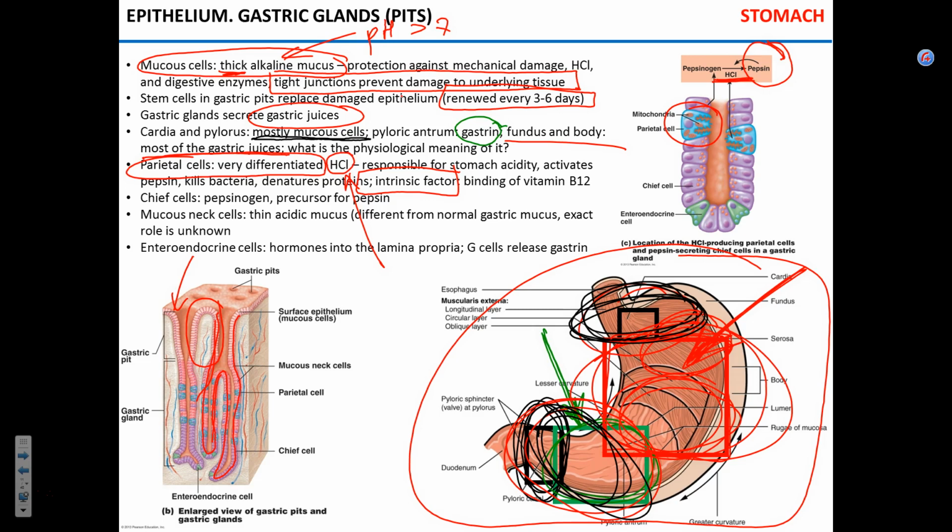In addition to parietal cells, there are chief cells that produce a protein called pepsinogen. Now here on top, you can see how pepsinogen gets activated and becomes an enzyme, pepsin. Okay, so pepsinogen can be activated either by hydrochloric acid or by pepsin itself.